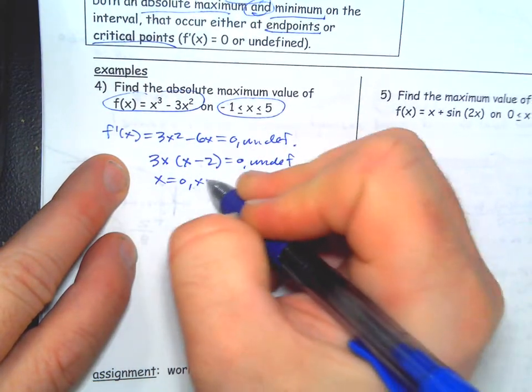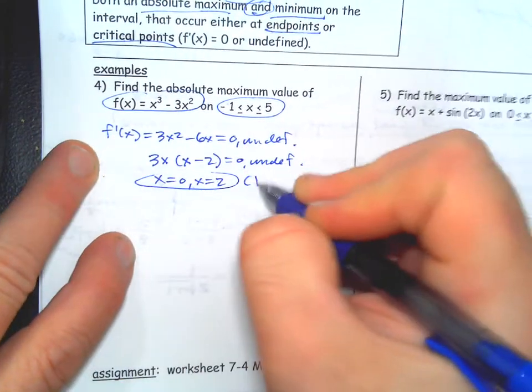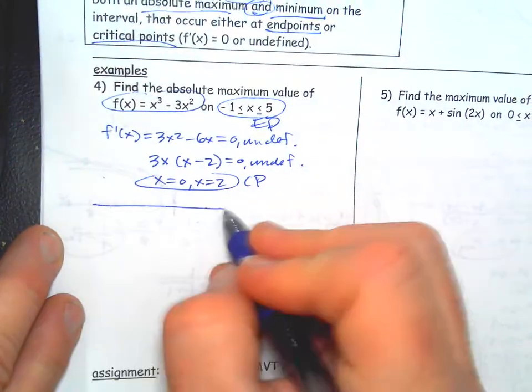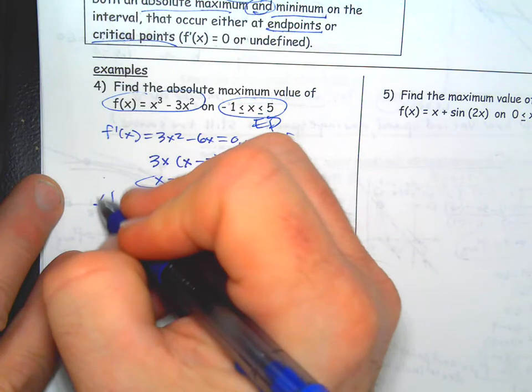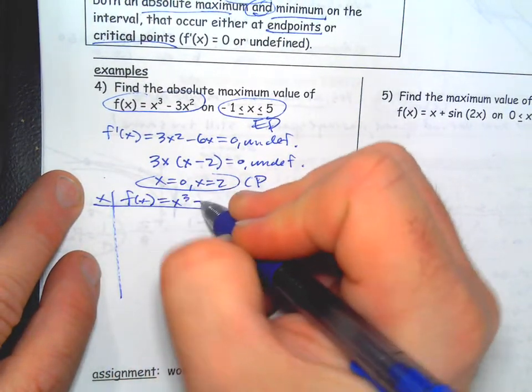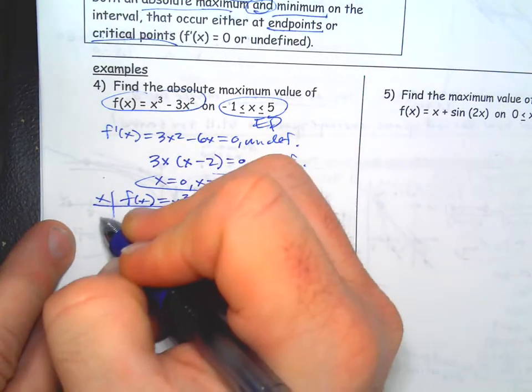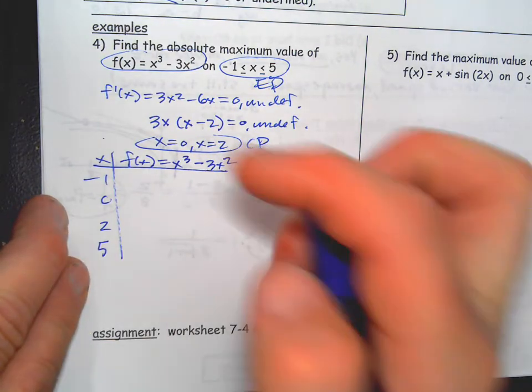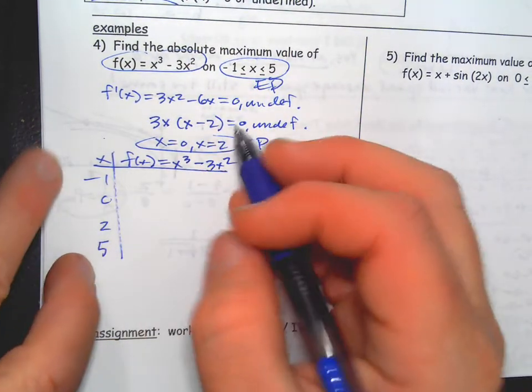And those are our critical points. We have our endpoints, so we can jump into a table. Still going to make tables. If you don't make a table, I'm not giving you credit. And we're going to put -1, 0, 2, and 5, endpoints and critical points. Now, if you get critical points that are outside the endpoints, you don't have to put them in your table.